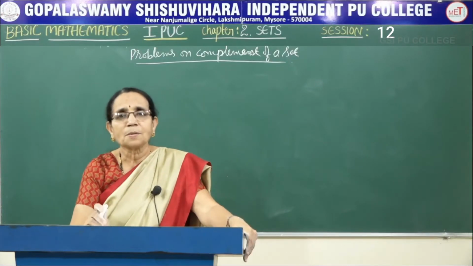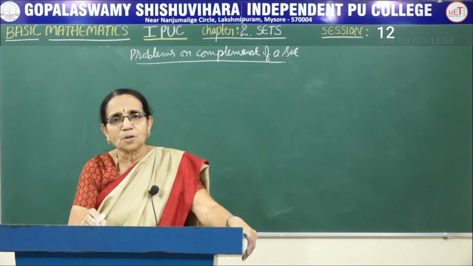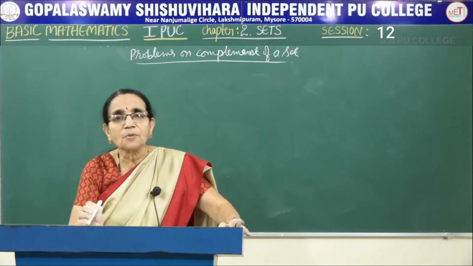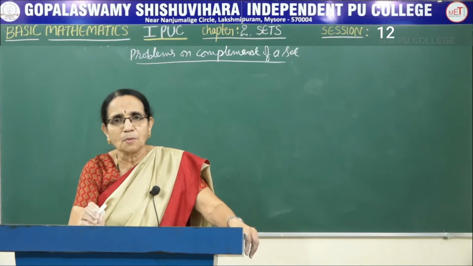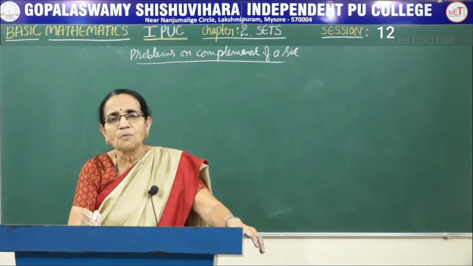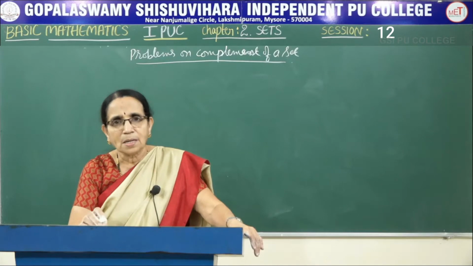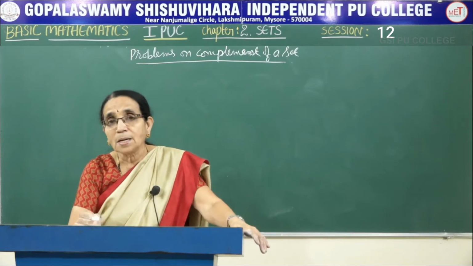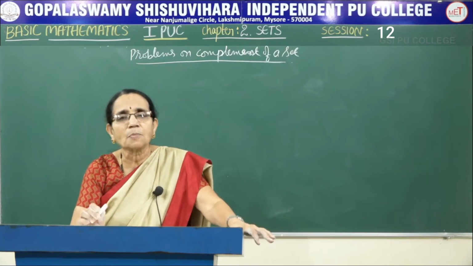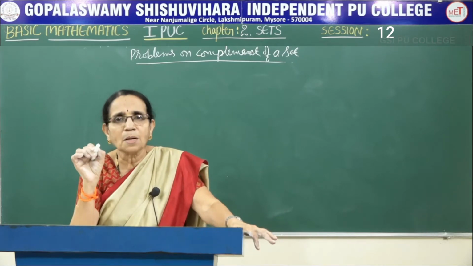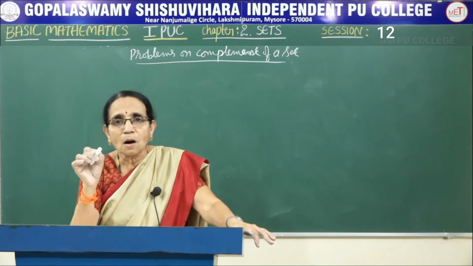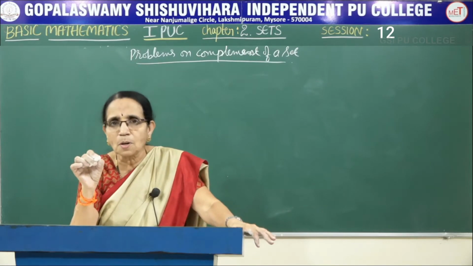Good morning, students. In the previous session, you have learnt about the definition of a complement of a set. When a universal set U is given, if A is a subset of the universal set U, then A dash is called the complement of the set A, and it contains all the elements of U which are not present in A, which do not belong to A.